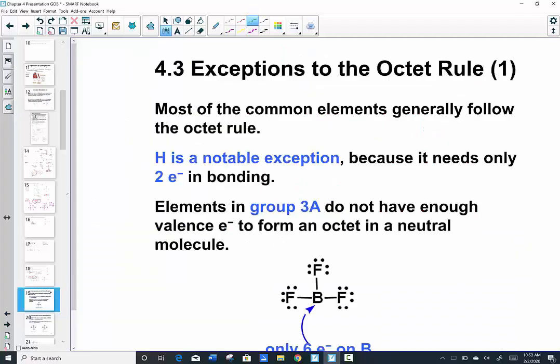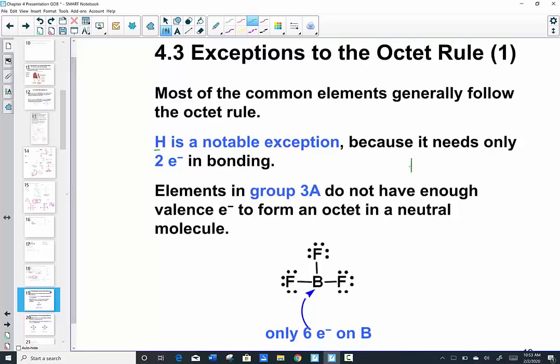I wanted to share a few of those exceptions and look at section 4.3, exceptions to the octet rule. Well, most of the common elements are going to follow the octet rule. You know, hydrogen is a notable exception, and we've mentioned it all along, because hydrogen only wants to become like helium. Hydrogen will only have a 1 bond requirement, no dots. So technically it doesn't have an octet. It has a duet, and a duet is 2 electrons, and then it becomes like helium. So since it has a duet instead of an octet, it breaks the octet rule.